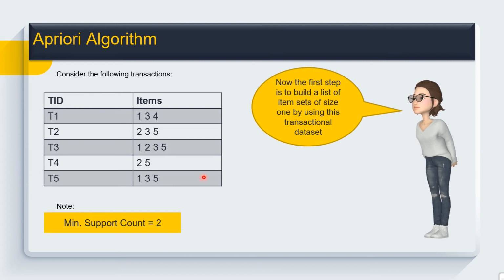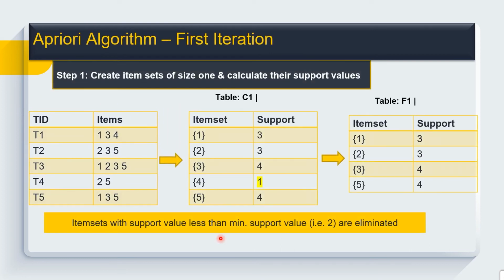So if we take the following transactions of items, we have transactions T1 to T5 and the items are 1 3 4, 2 3 5, 1 2 3 5, 2 5 and 1 3 5. Now another more important thing about support which I forgot to mention was that when talking about association rule mining, there is a minimum support count that we need to set. Now the first step is to build a list of items of size 1 using this transaction dataset and use the minimum support count too.